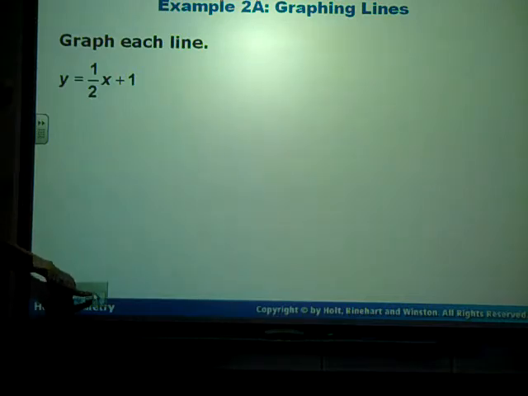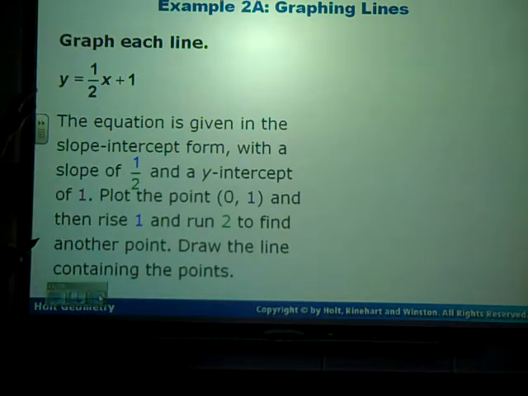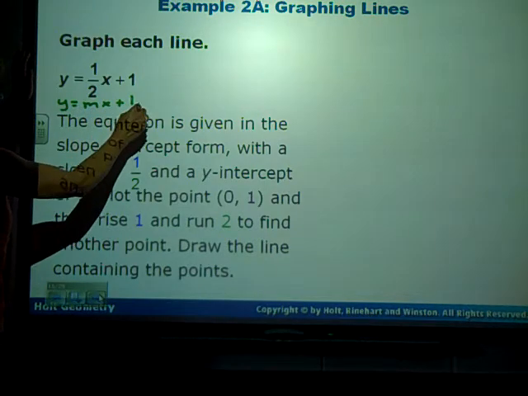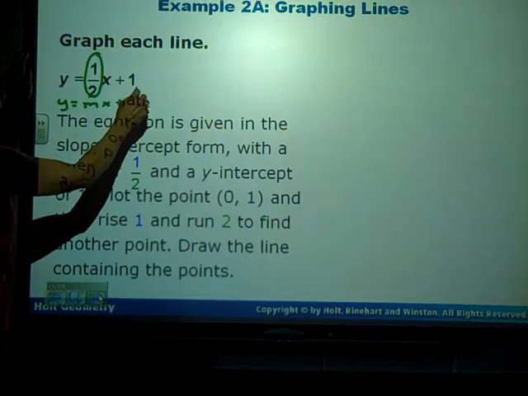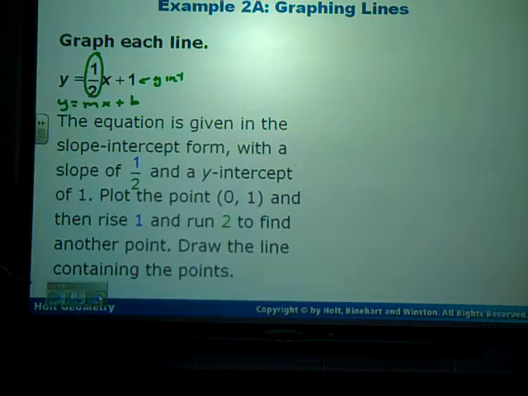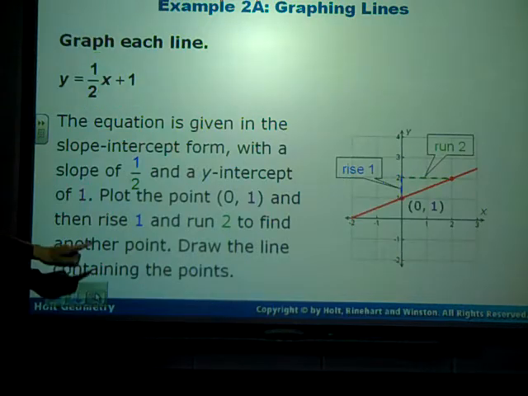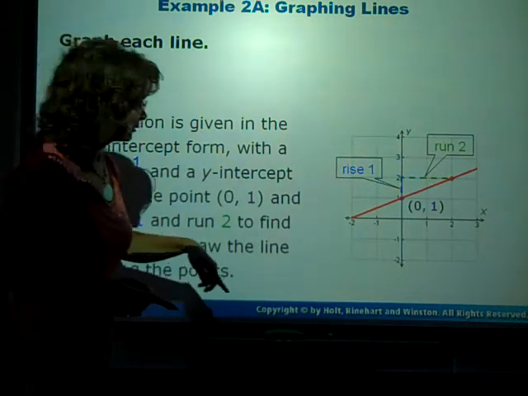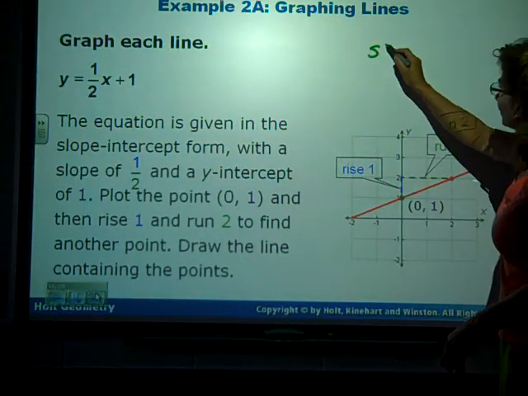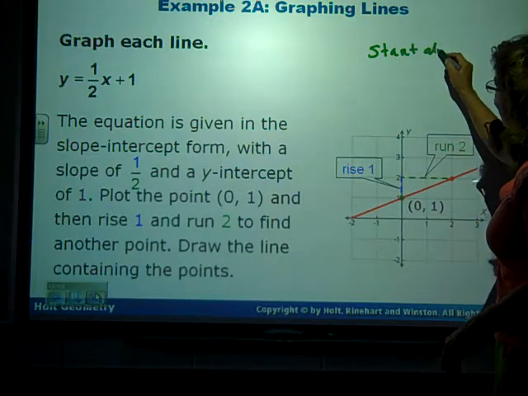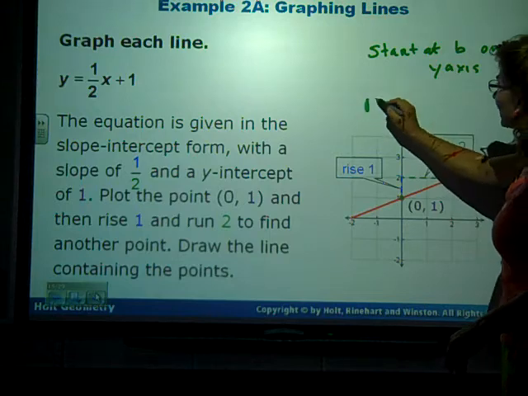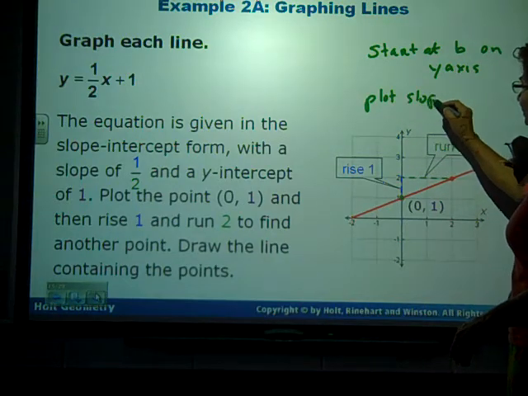Now to graph. Remember when you graph, here's my equation. It's slope-intercept form, mx plus b. Here's my slope, and this is my y-intercept. Okay? So I'm going to start at my y-intercept, start at b on the y-axis, and then I'm going to plot the slope.